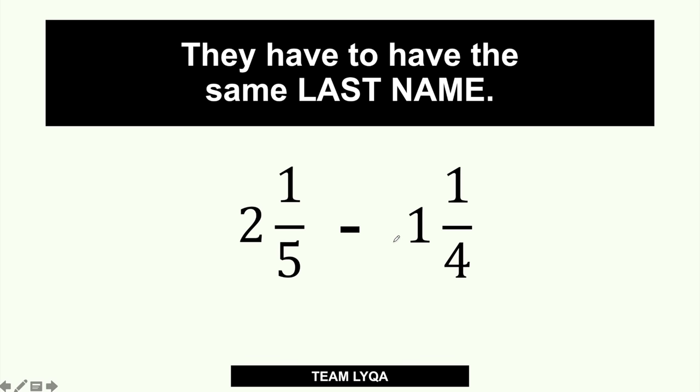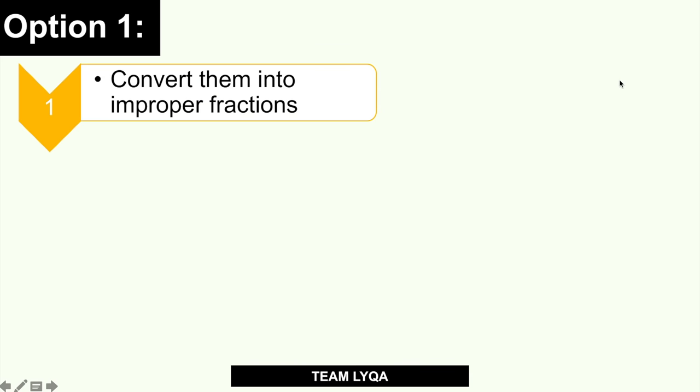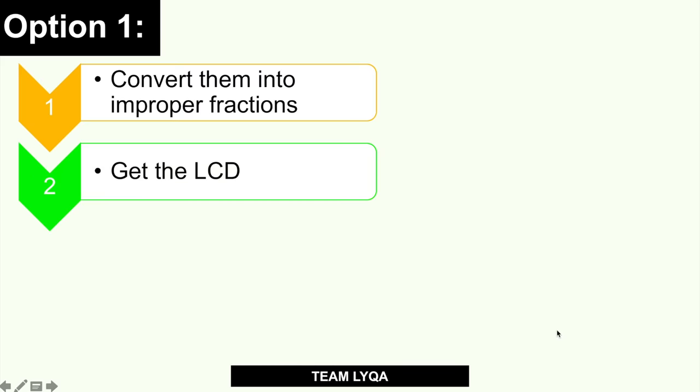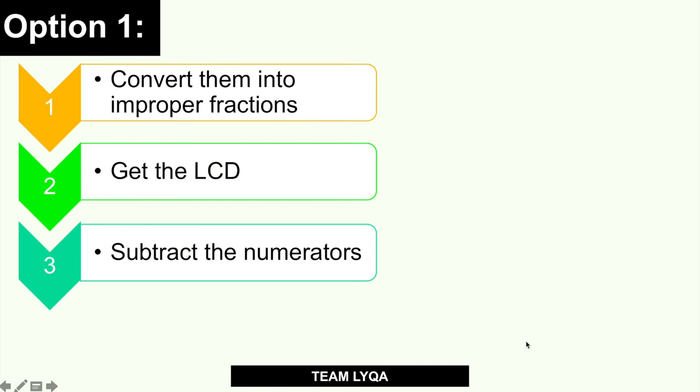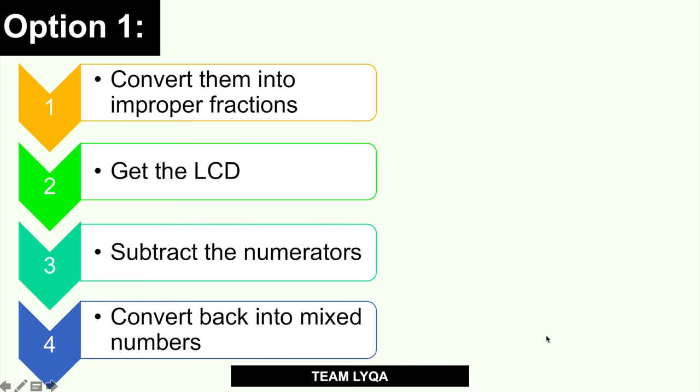And then you get to choose kung ano yung mas comfortable kayong gamitin. Okay? Yung first option natin is the traditional route. First step is to convert them into improper fractions. Next, you're going to get the LCD. Tapos, subtract the numerators and then convert them back into mixed numbers. So, how do you do that? Again, this is the same example kanina dun sa previous slide natin. Ipa-follow lang natin yung suggested process right here.